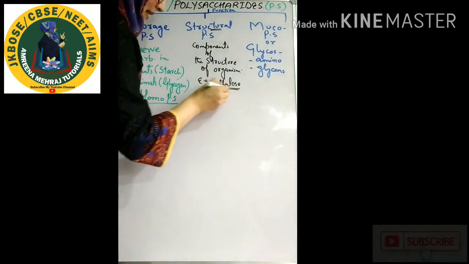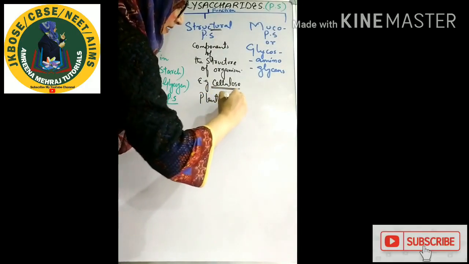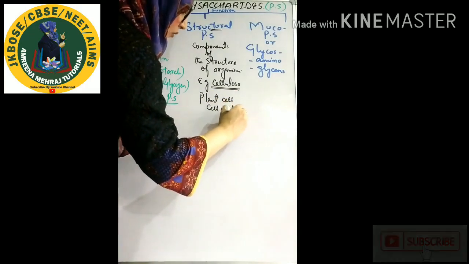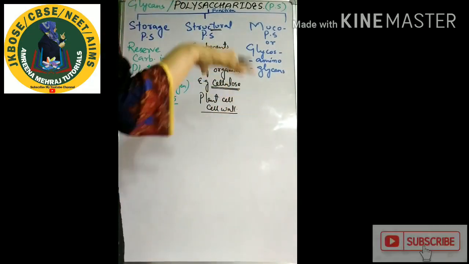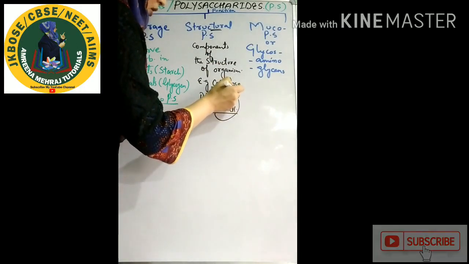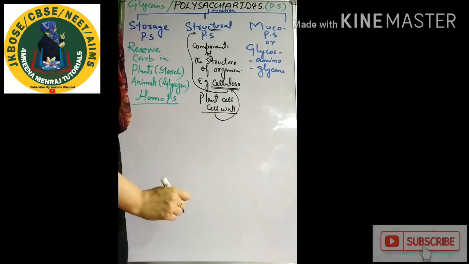But where do you find the cellulose? You find it in which cell? You find it in the plant cell. Rather, you find it in cell walls. So what is basically a cell wall? Isn't it a structural component of a cell? The cell wall is composed of cellulose. The cellulose becomes the structural polysaccharide.